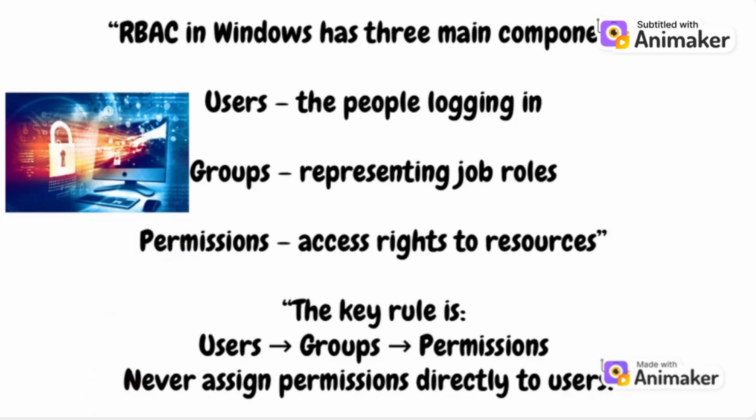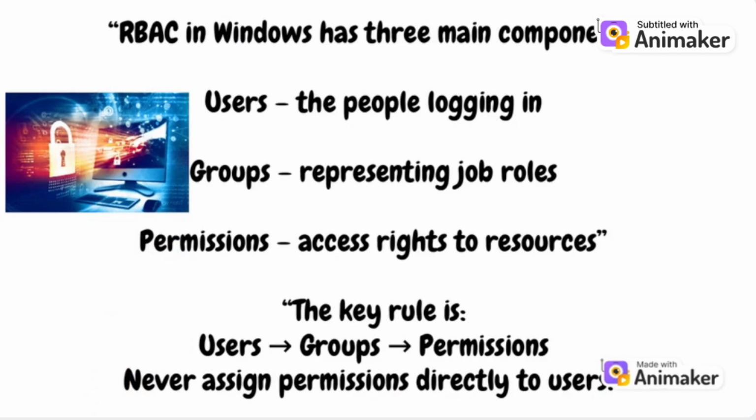RBAC components in Windows. RBAC in Windows has three main components. The users, who are the people logging in; groups, representing job roles; and permissions, the access rights to resources. The key rule is users, then groups, then permissions. Never assign permissions directly to users.